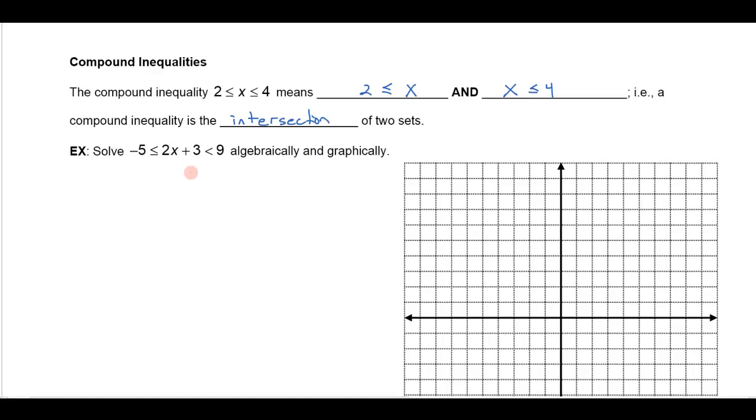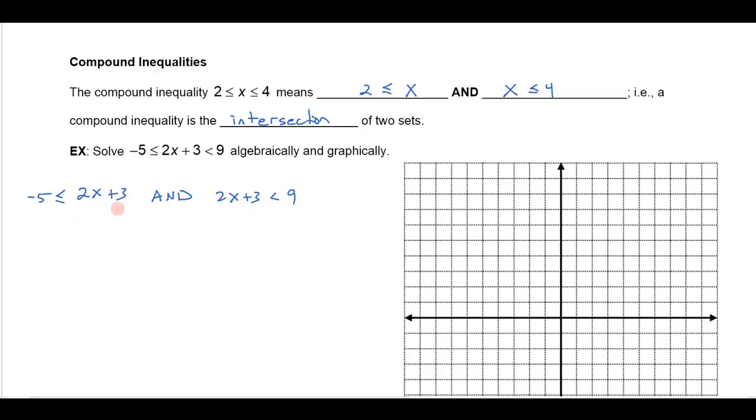Okay, so if I want to solve this compound inequality, one way I can solve it, going back to what it basically means, is I would have on the one hand 2x plus 3 is greater than or equal to negative 5, and at the same time 2x plus 3 is less than 9. So I'd solve each of those separately.